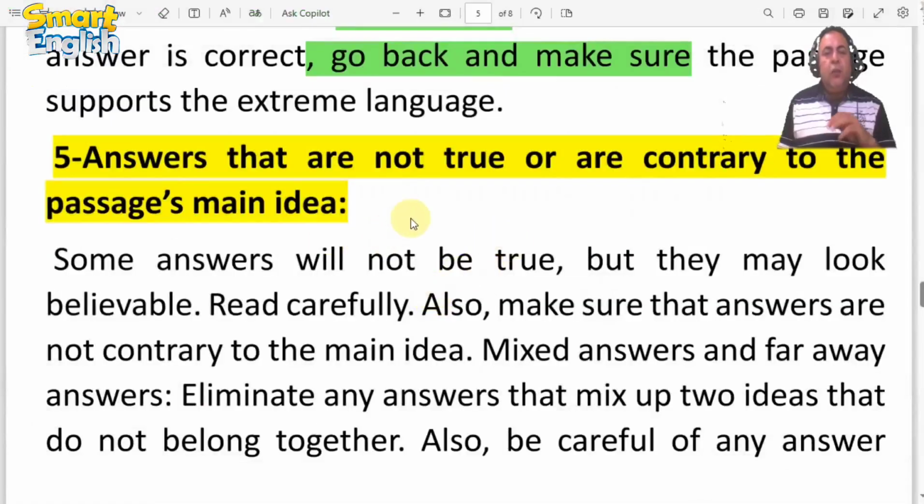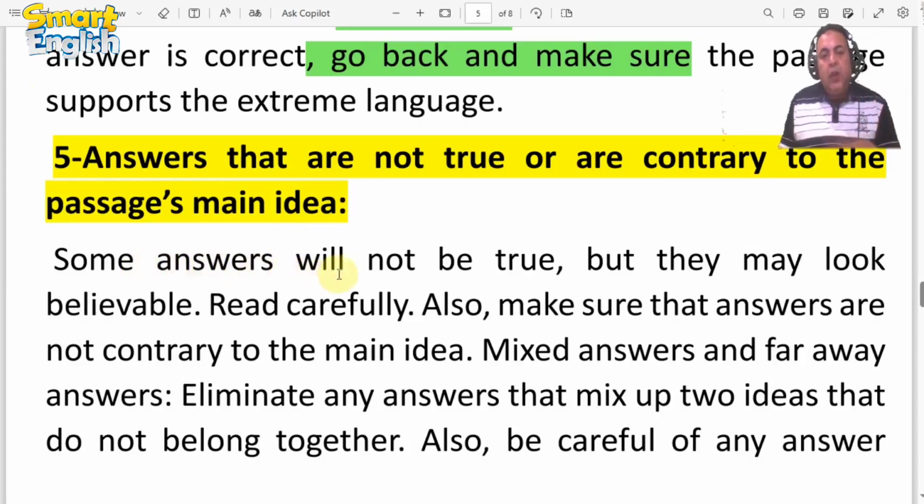Let's move on to trap number 5. Answers that are not true or are contrary to the passage main idea. This is maybe obvious to all of the students, that there are conflicting ideas or contrasting ideas between ideas in the passage. If you find contrasting ideas, it is not the right answer because it is not mentioned in the original text, okay? Let's see how we can avoid falling into this trap.